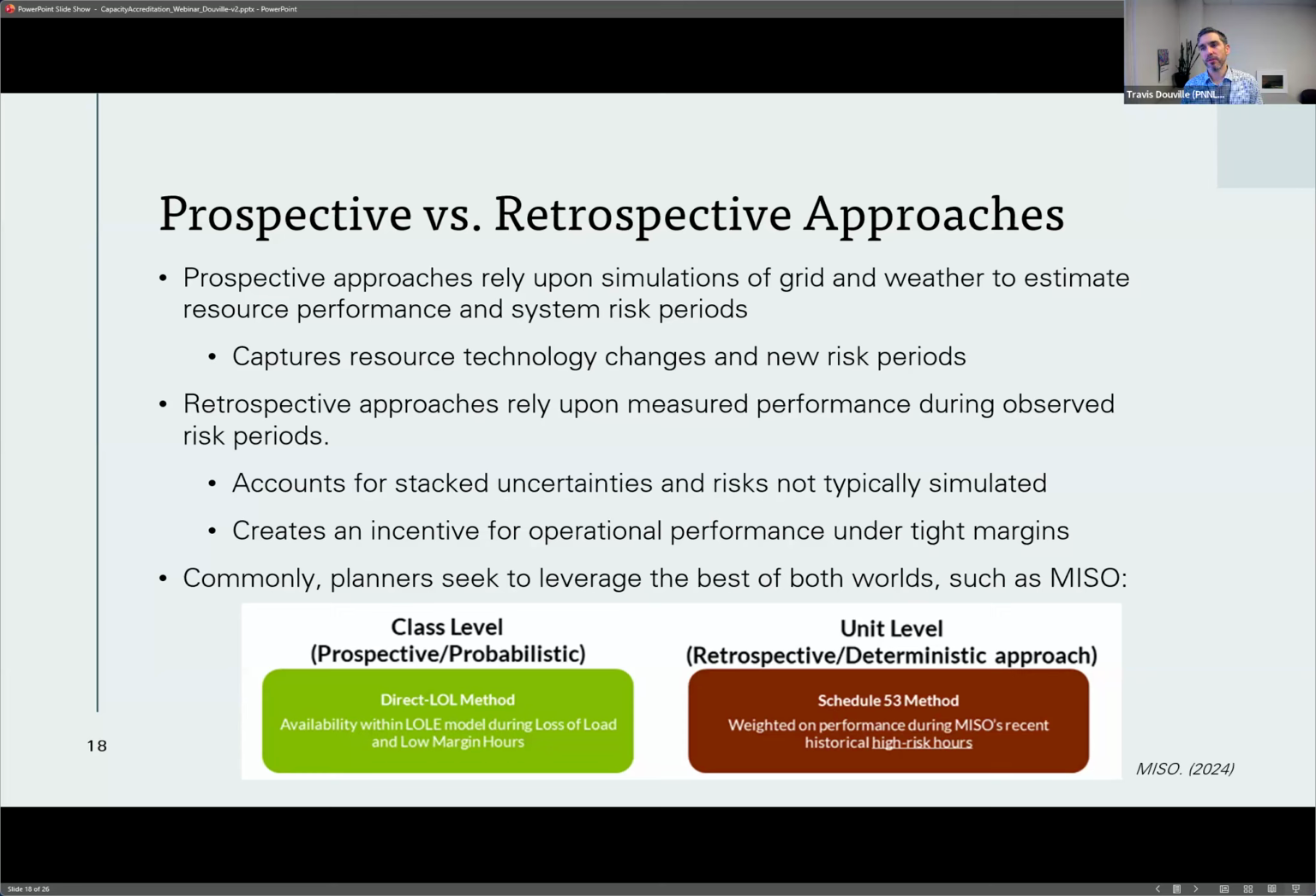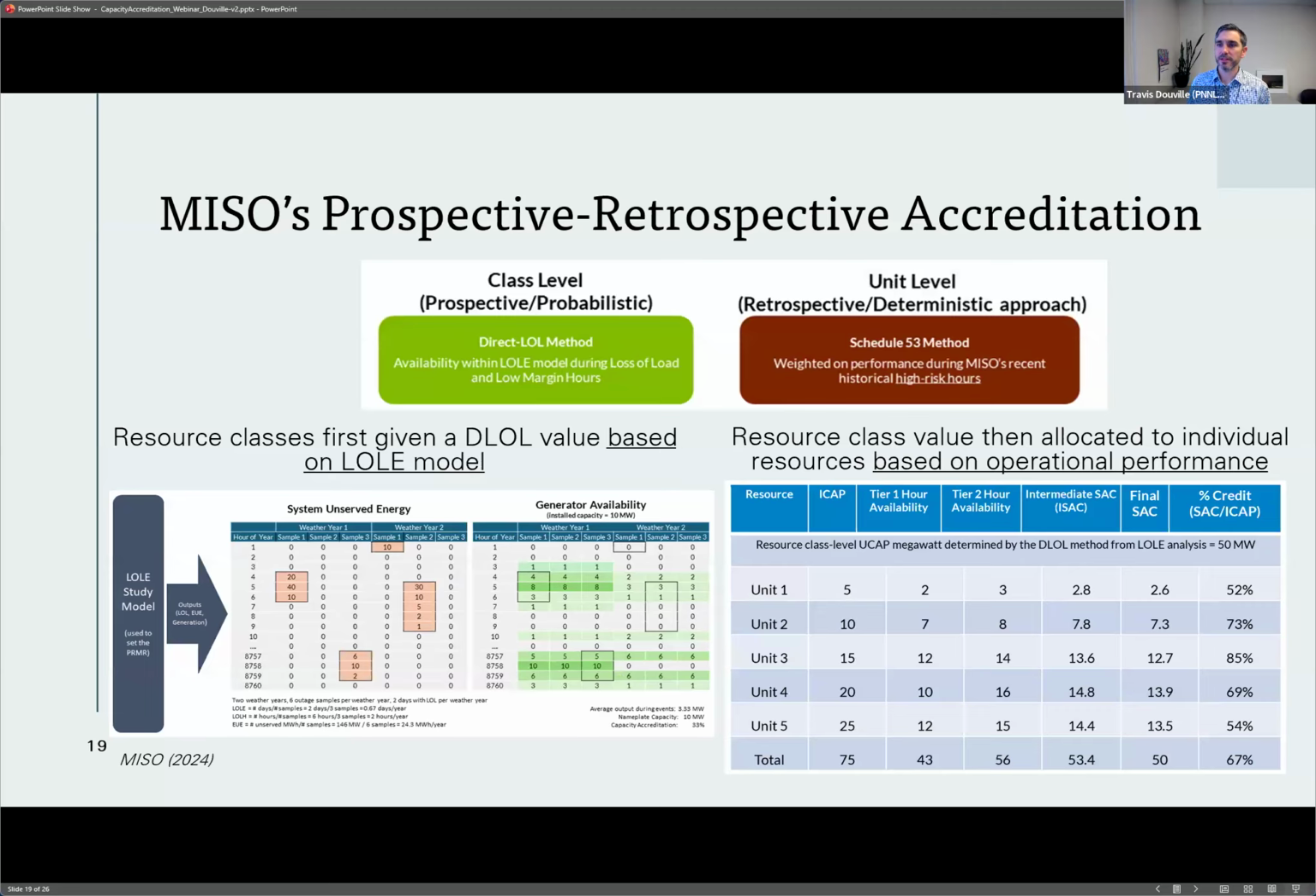Then at the unit level, they consider retrospective deterministic approaches, where they look at the historical production during hours of high risk from that probabilistic model. This allows them to simulate the future while representing technology performance in a credible way that can be cited and easily understood. Because it's a sophisticated example, I wanted to spend a little time stepping through MISO's two-part process.